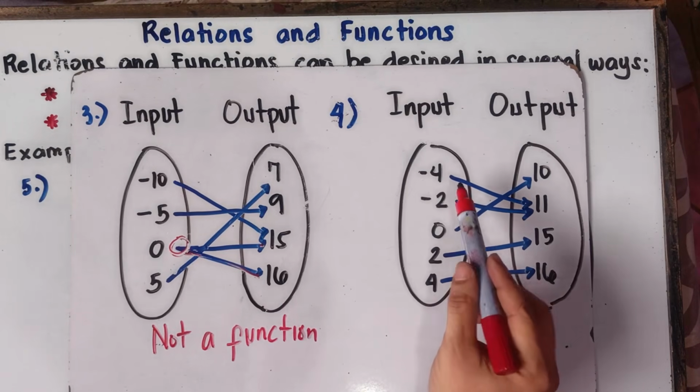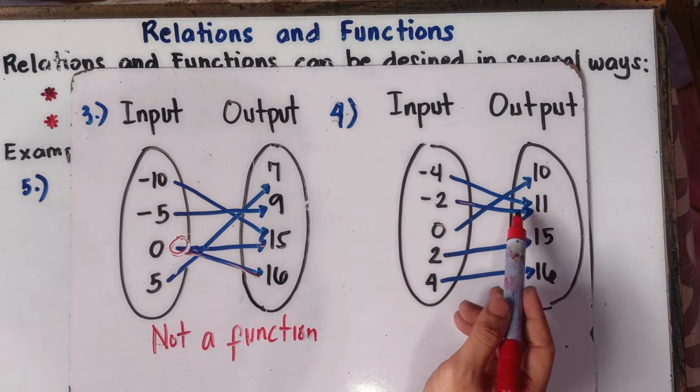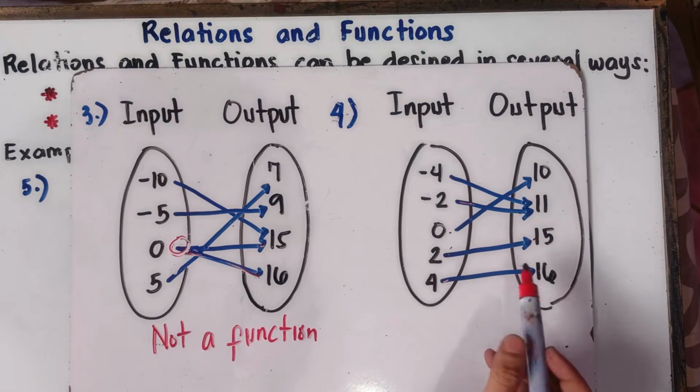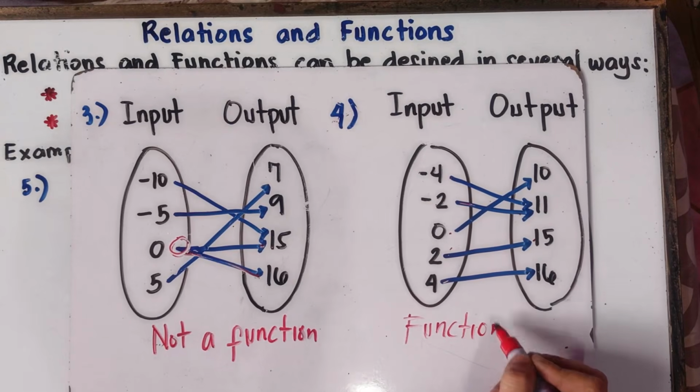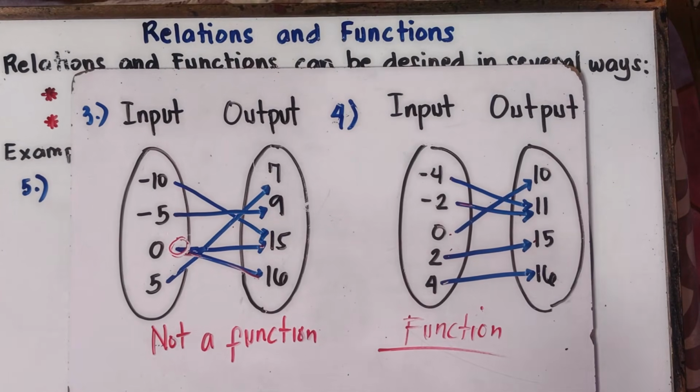Alright, how about this one? For negative 4, only one arrow. Negative 2, only one arrow. 0, only one arrow. 2, only one arrow. 4, only one arrow. Therefore, this will be a function. That's the quick and easy way, class. Number 4 is a function. Easy as that, class, with regards to example number 4.